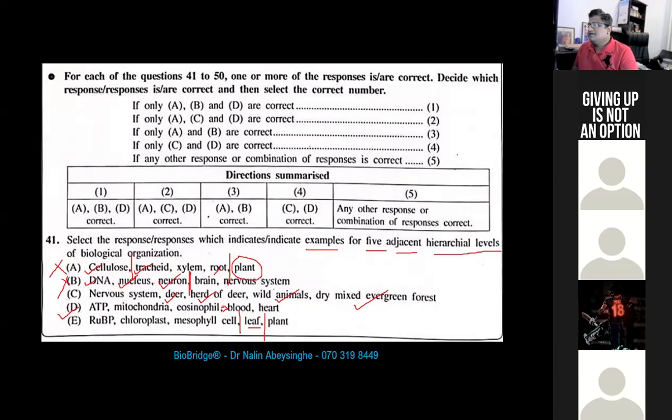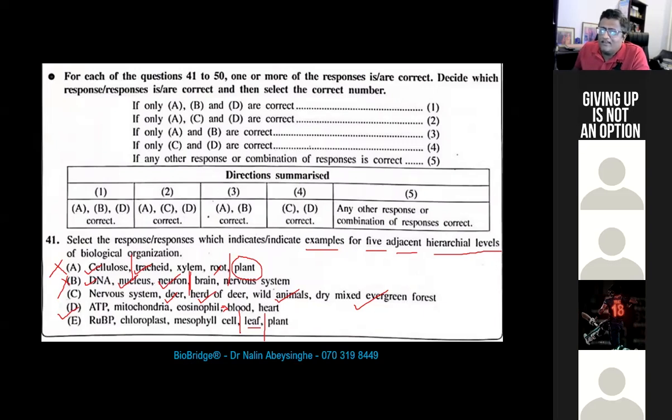Shoot system comprises stems, flowers, fruits and leaves of a plant. So it's a shoot system. So shoot system has to be mentioned here in between leaf and plant. It's not mentioned. So what we get, plant is an organism, right?